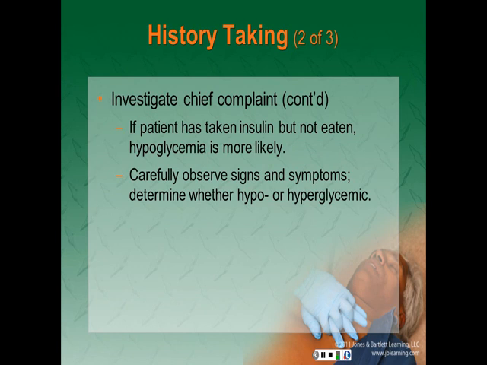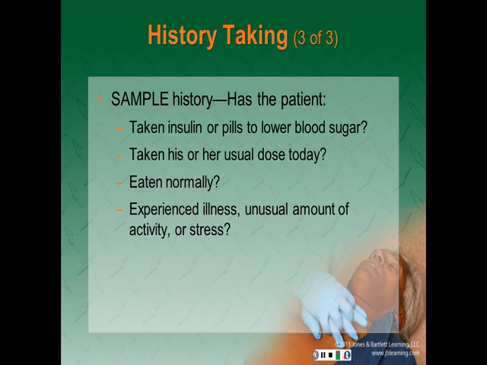Obtain the SAMPLE history from the responsive patient or a family member, and for a known diabetic, ask, do you take insulin or pills to lower your blood sugar? Have you taken your usual dose of insulin or your meds today? Have you eaten normally today? Have you had any illness, unusual amount of activity, or stress? And look for an emergency medical identification device like a wallet card, necklace, or bracelet.